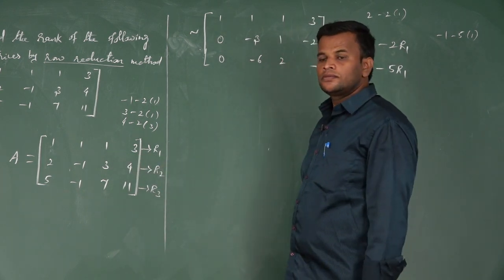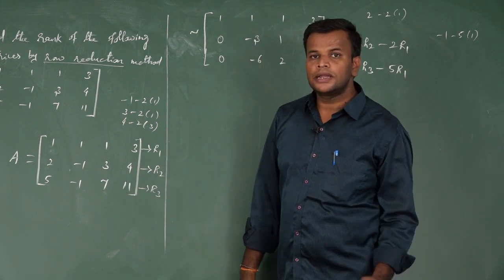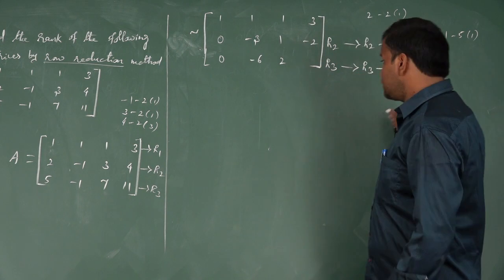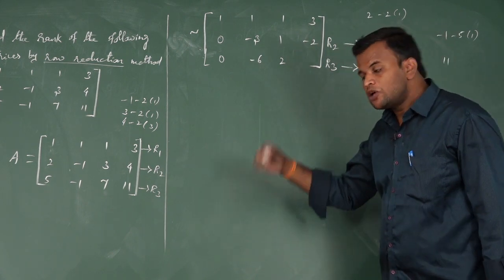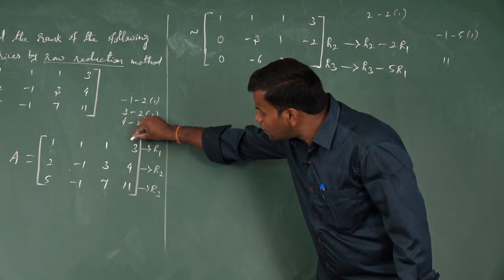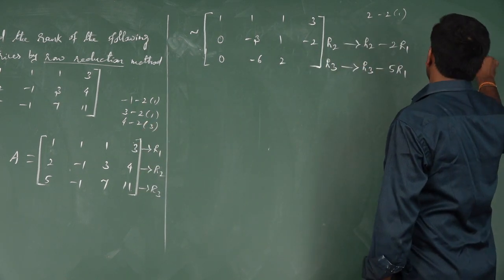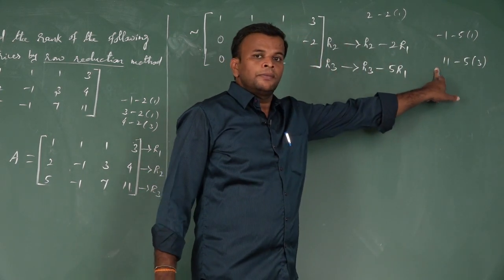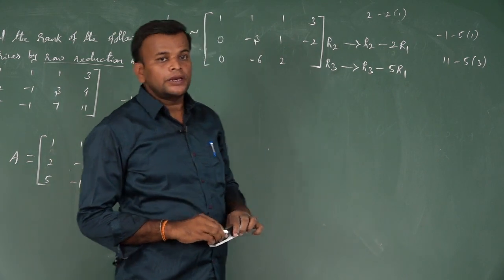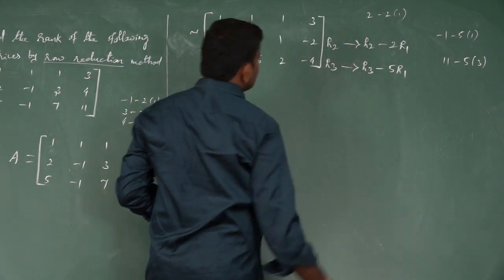The number 11 becomes, R3 minus 5 times R1. The corresponding element of 11 in R1 is 3. Minus 5 times 3. 11 minus 5 threes, which is 15. 11 minus 15 is minus 4.